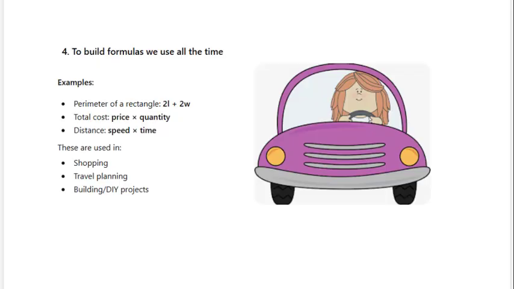What about the total cost? Price times quantity, just like those shirts, right? I have the price, $12 a piece, times the quantity, 3 shirts. You are figuring out a formula. That's the expression. Once you solve it, it becomes an equation. Speed times time. When you're driving, how long will it take me to get somewhere? I know that if I drive faster, then it will take less time. We know that. That's an expression, but you don't actually have the answer. We use it in shopping, travel planning, even building and do-it-yourself projects.